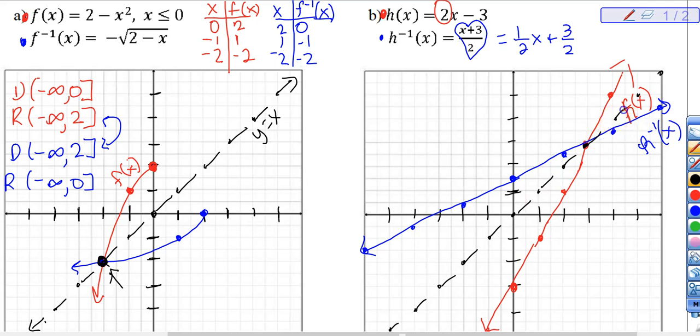Because in order for their x's and y's to switch places and for them to be inverses, they have to intersect at an xy that's exactly the same, 3, 3, or -1, -1. So they intersect at 3, 3, so that's a good test that they're inverses. Are they symmetric?